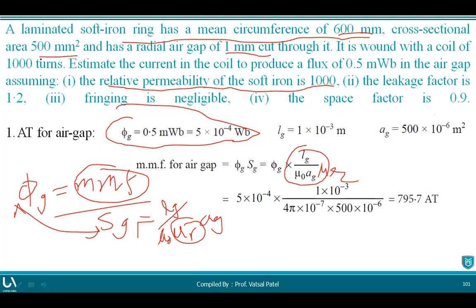Are you getting what I'm talking about? If I convert this 600 mm into meters, what should I write? Quickly give me the answer. What should I write for 600 mm if I'm converting into meters?